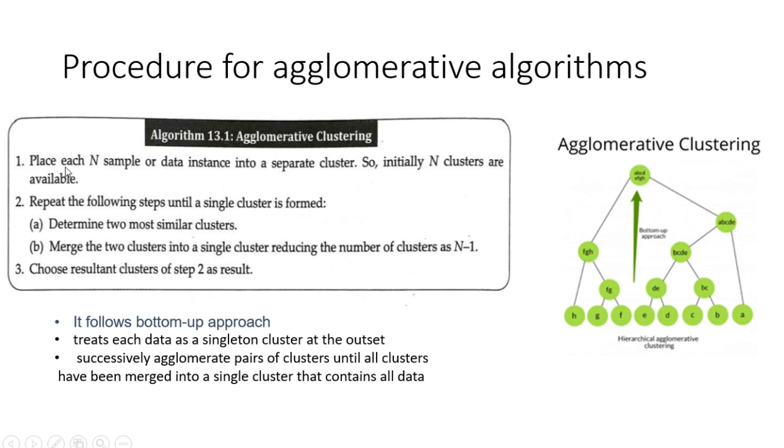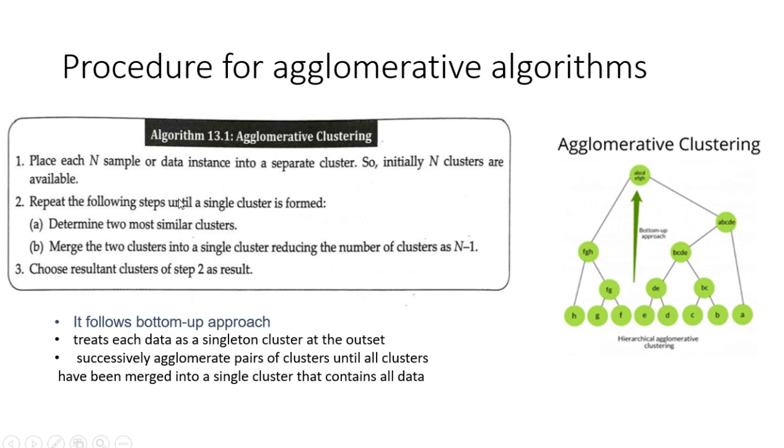So let's see the algorithm. Let's say I have n samples, which are nothing but separate clusters. So let's say these are the n samples: A, B, C, D, E, F, G, H. Initially I have n clusters. The second step is I will do this in a loop. I will determine the two most similar clusters. So let's say I have determined B and C as the most similar clusters. I merge them together, and therefore after merging I have reduced the number of clusters to n minus 1. Before, I had n clusters at the last level. Now after merging I have n minus 1.